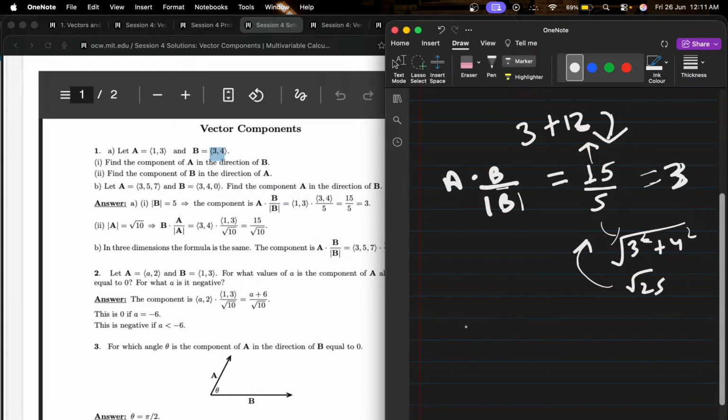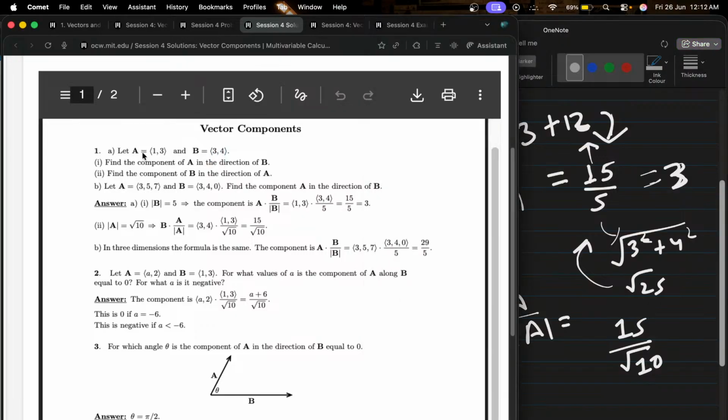Next, we can do the component of B in the direction of A. Again, the numerator will be 15 only, 15 by under root of the magnitude of A. Under root of A will be 3, 9, 9, 10, so under root 10. How did it get to be 10? If you are confused, the square of 3 is 9, plus the square of 1 is 1, so 9 plus 1 is 10.